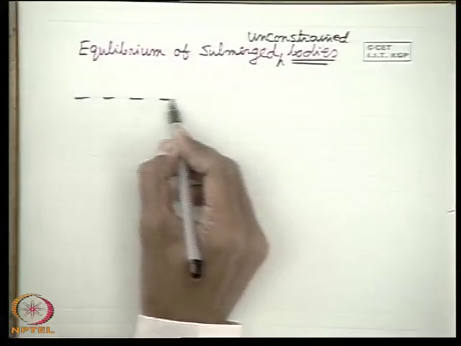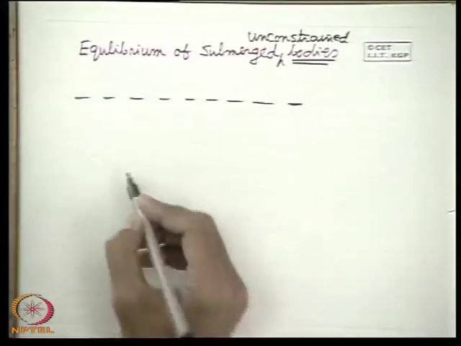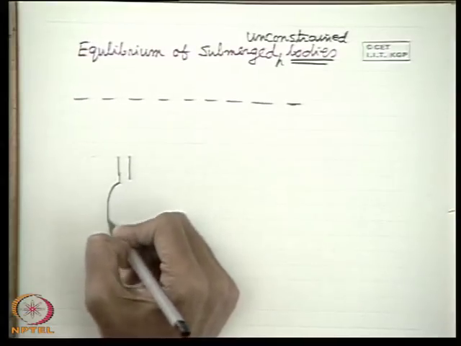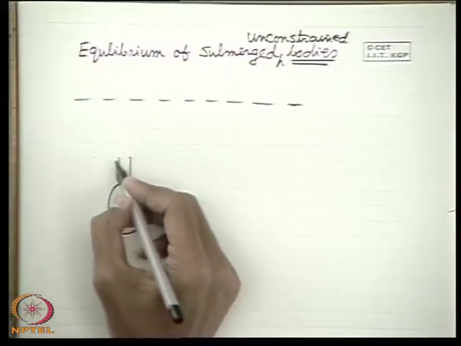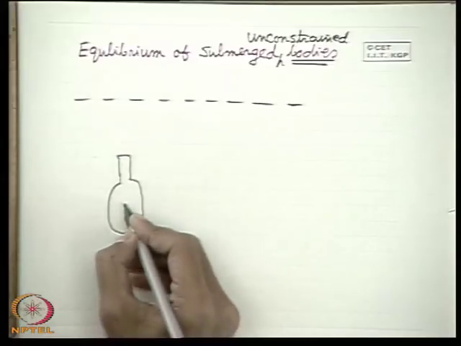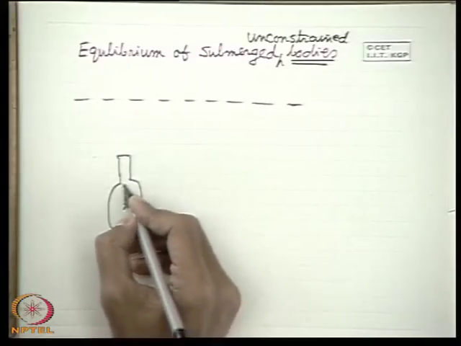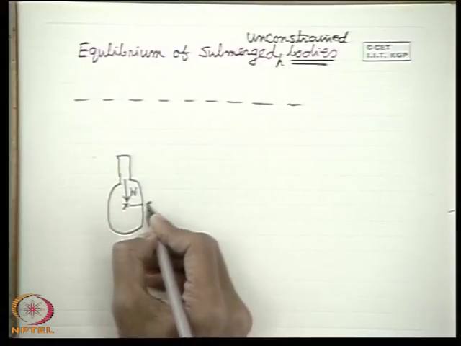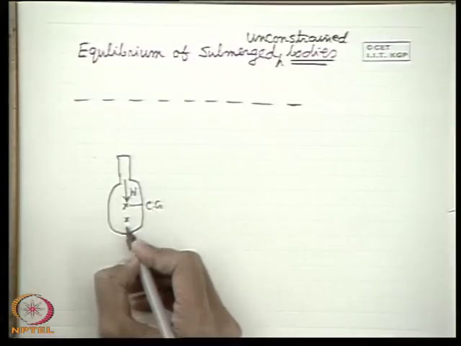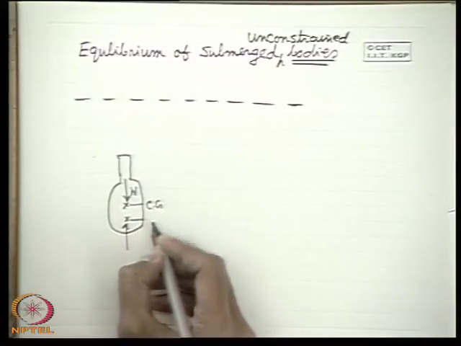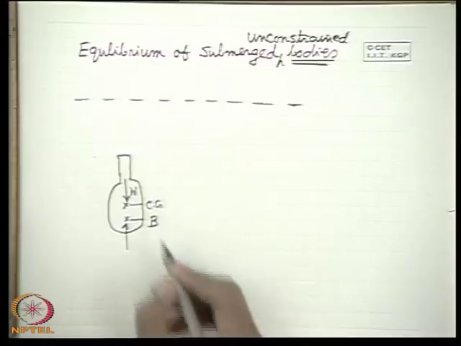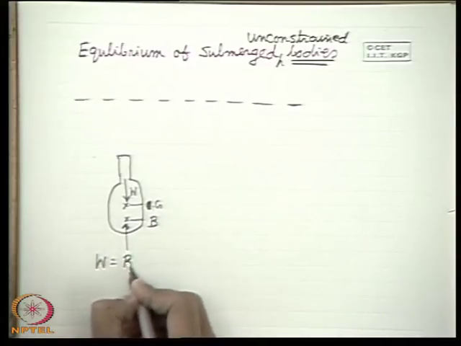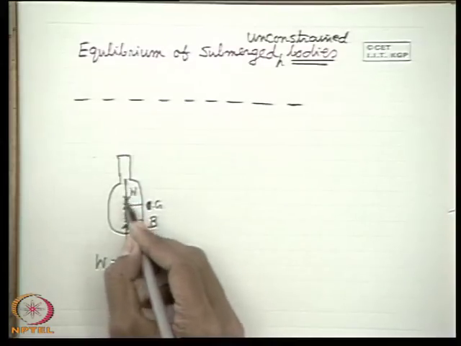Now you see what happens. Let us consider a body like this. The condition of equilibrium is that the weight acts from its CG, let us call it G, and the buoyancy force acts through the center of buoyancy, let us call it B. They have to be equal, W is equal to B, and they should be collinear.